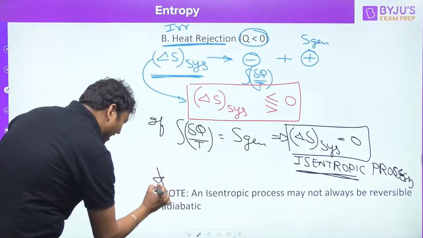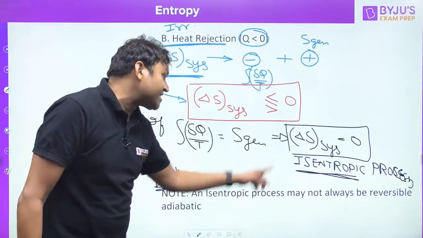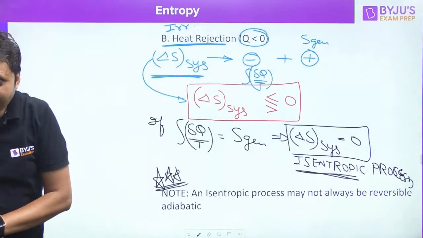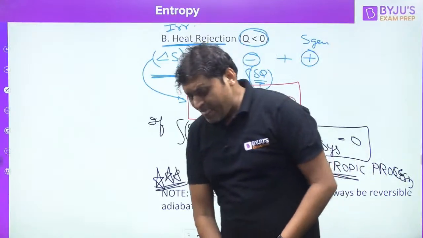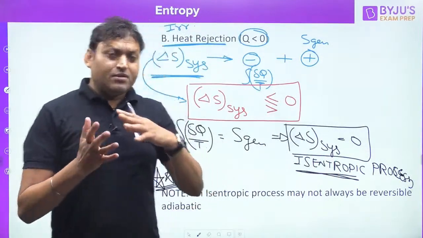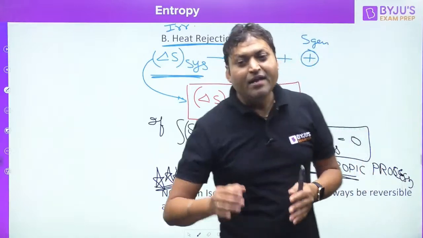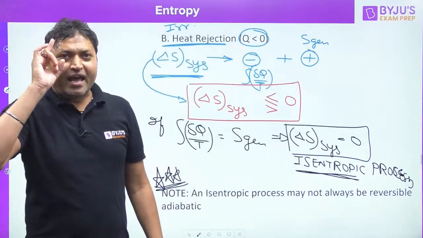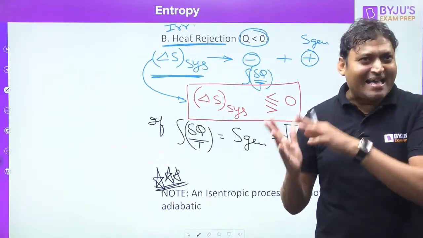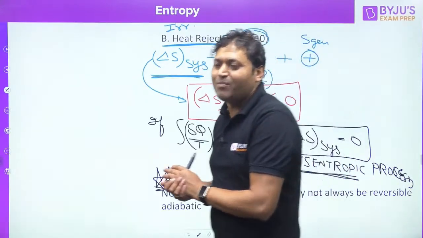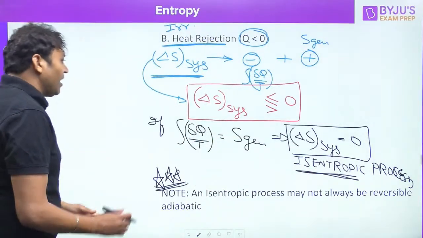So this statement, I hope you will be able to understand. An isentropic process may not always be reversible adiabatic. The reverse is not true. That is a very important interview question. In so many interviews, students are asked, justify the statement that a reversible adiabatic process is always isentropic, but an isentropic process may not always be reversible adiabatic. So that is how we can get the isentropic process, but it is not reversible adiabatic.